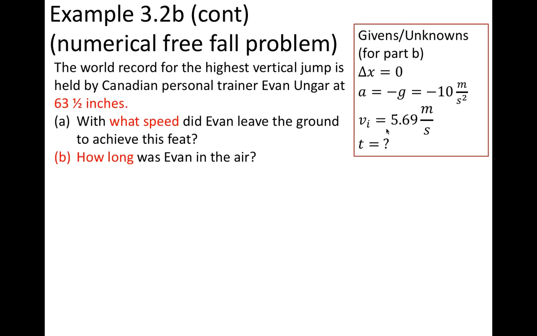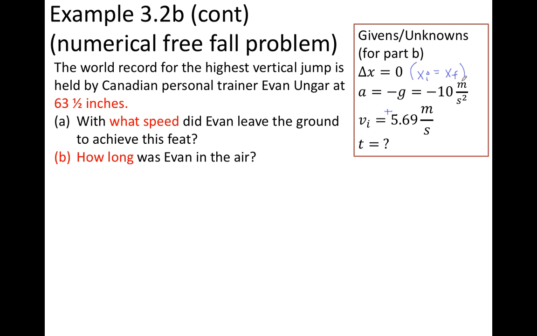For part B of this problem, we're considering the motion from when Evan's feet leave the ground until they return to the ground. So we can consider Evan's initial and final positions to be the same thing. Therefore, the change in Evan's position is 0. And this happens whenever an object returns to its initial position, where its final and initial positions are the same thing. We also know that Evan's acceleration is negative g. We know this because it's in free fall. And we know his initial velocity is positive, because it's initially upwards, 5.69 meters per second. And we found that in part A of this problem.